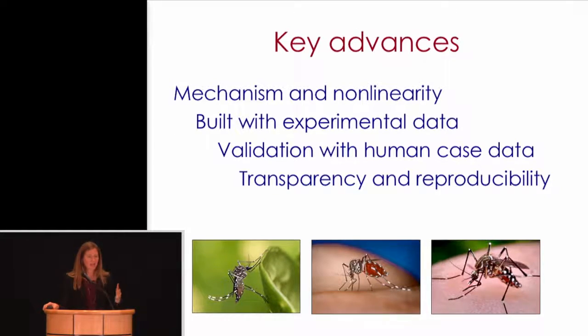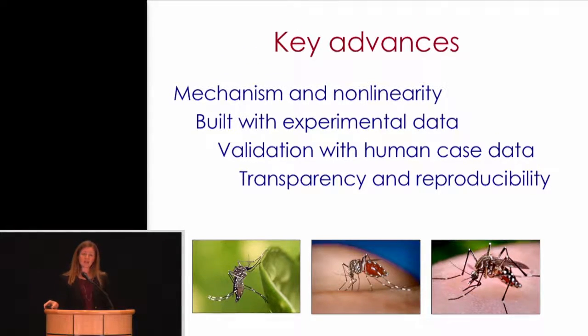So the key advances that we're making, because of course we're not the first or only people to ask this question about temperature suitability. First of all, we're incorporating mechanism because we're thinking about why temperature affects transmission, because of its effects on the mosquito and virus traits. We're also incorporating those nonlinear thermal responses, which a surprising number of previous models do not incorporate, even though they're ubiquitous. Our model is built with experimental data, so it really allows us to say what the temperature sensitivity is more specifically, and it's validated with human case data, which is a really difficult but really important part of the process. Finally, the model is really transparent and reproducible, we like to think.